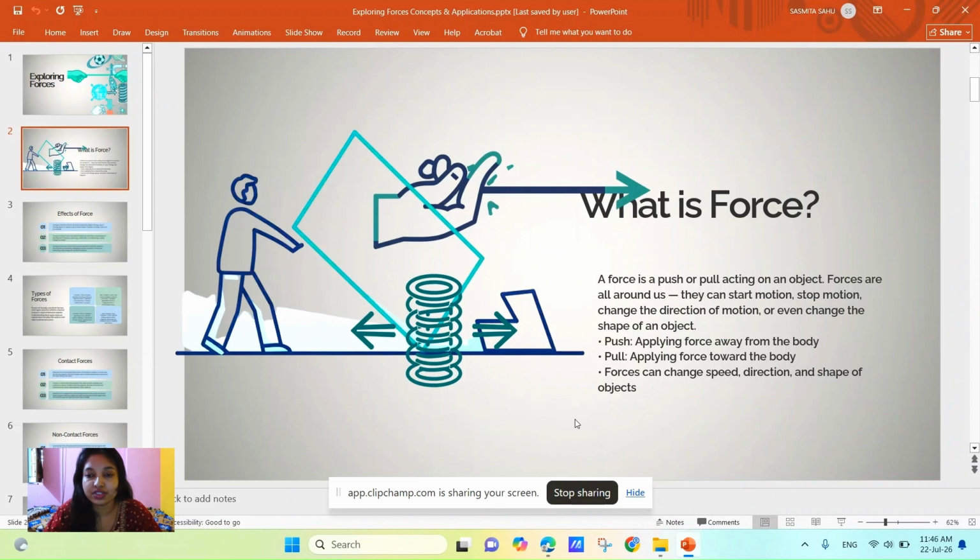So if we push something or pull towards ourselves, let's take an example of our classroom wall or our room wall. If we push it and if we pull the door towards ourselves, then what happened? We exert a force on them. We hit a cricket ball, then it changed the direction of motion. So what is push? Applying force away from body. What is pull? Applying force towards our body. Forces can change speed, direction and shape of object.